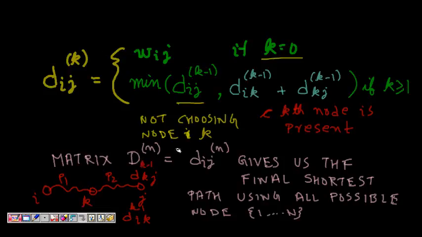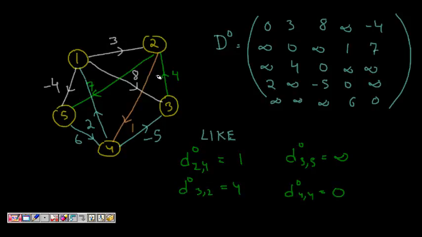And finally, to solve the problem, in the end we can use all the nodes from 1 to n as intermediate nodes, and this matrix D^n_ij gives us the final shortest path using all possible nodes 1 to n. So let's take one example to make things more clear.